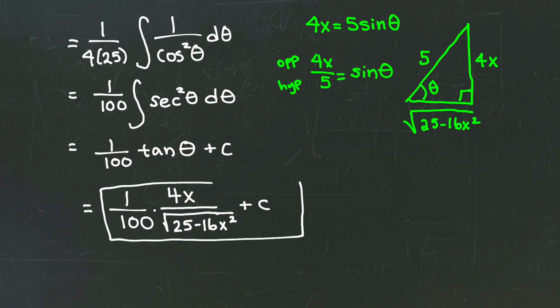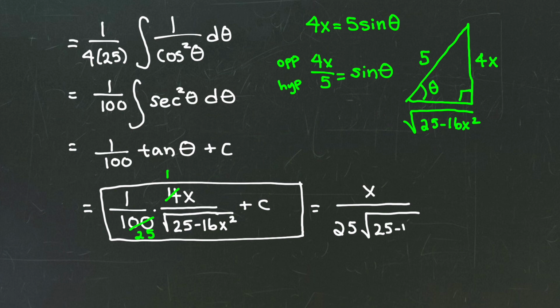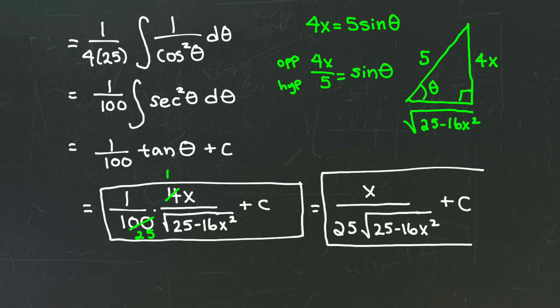If you're feeling super happy and you want to make one extra cancellation, you see the 4 will cancel down with the 100. So we could do one more cancellation there to make it really nice and sweet and make it x over 25 times the square root of 25 minus 16x squared plus c. That's our final answer, and if we take the derivative of this, we should get what we started with, which is 1 over the square root of 25 minus 16x squared to the 3/2 power.